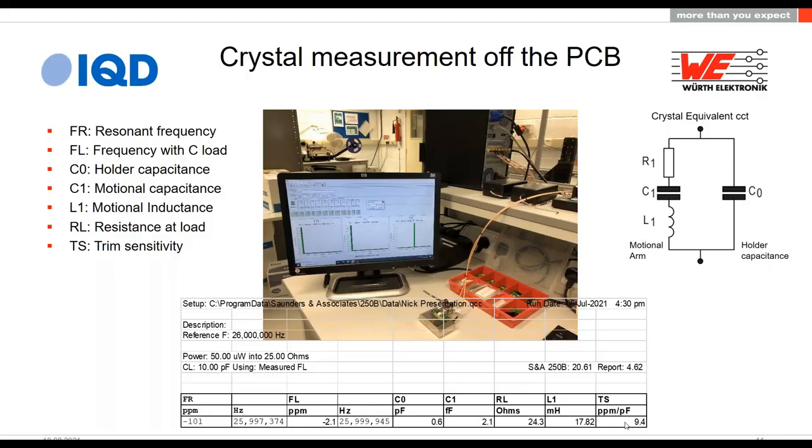So our load capacitance should be 10 picofarads. What we're saying is that if our load capacitance were 9 picofarads or 11 picofarads, that would change the frequency by 9.4. So that would mean that our FL value here, because this is the one with the load taken into account, would then go from minus 2.1, we'd add 9.4, and we'd be at minus 11.5. So this is quite an important value because it tells us how accurately we need to get the capacitive load on the circuit.